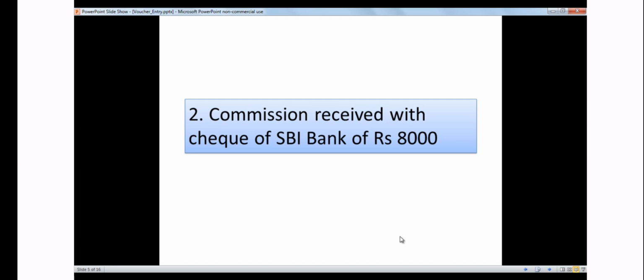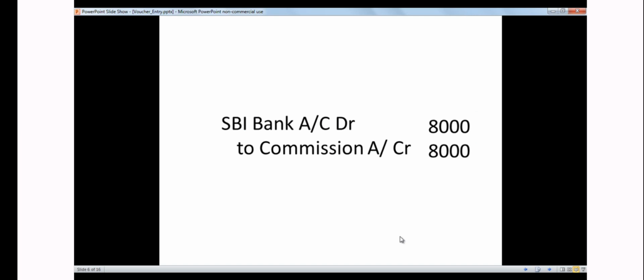Now second thing, we need to find out the nature of those ledgers. So commission has been received, so this means commission is income here. So according to the rule, commission falls under credit and SBI Bank is definitely debit. So the entry is going to be SBI Bank account debit to commission account credit.